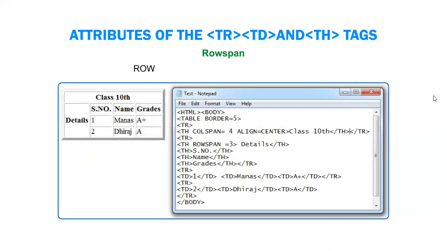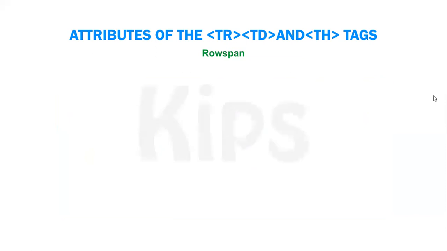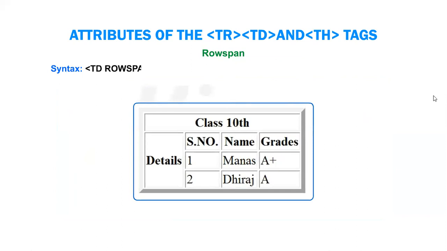Rowspan. Rowspan is used to combine cells vertically. It merges the number of cells vertically and shows them as a single cell. Syntax: TD rowspan equals to 3, where 3 is the number of rows that the cells span across.